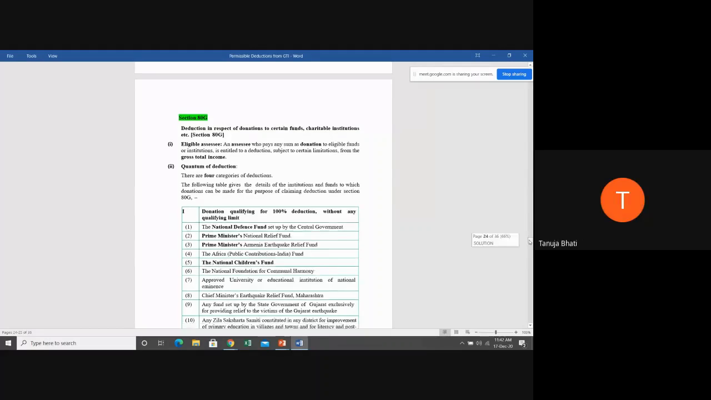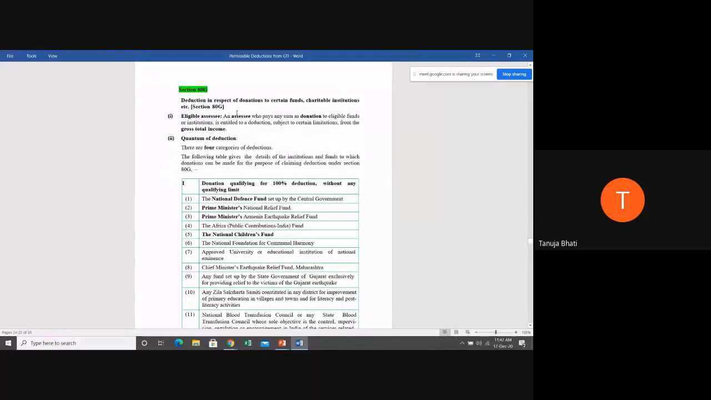Yes, students? Yes, ma'am. Okay, now let us start with section 80G. Yesterday I had done it partially, but let me just continue with it. 80G deduction is given to any assessee when he is making some contribution or donation to certain funds or charitable institutions. So 80G is divided into 4 categories.